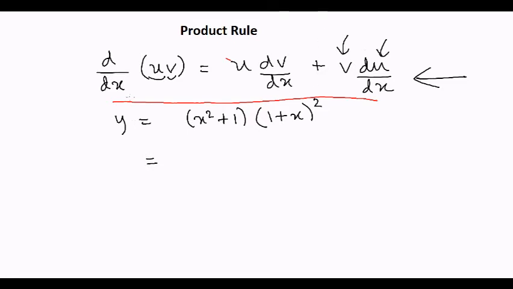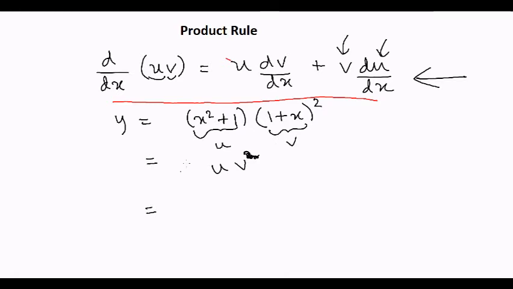Let's look at this function where y is equal to (x squared plus 1) times (1 plus x) whole squared. You can actually multiply out the terms and expand it all, but it's going to take a lot of time and it's not really worth it. So this is a perfect example of using the product rule. We can assume that this is u and this is v, or you can take (1 plus x) squared as a whole to be v. So let's just keep it like this: u times v. The first term is u, the second term is v.